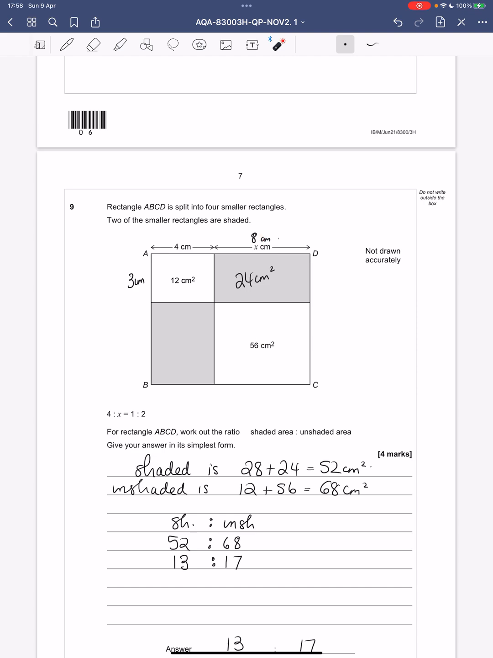This one's 56, so that means that's 7. 7 eighths of 56, 7 centimetres. So that one in there is 7 times 4, which is 28 centimetres squared. So shaded is 28 plus 24, which is 52, and our unshaded is 12 plus 56, which is 68. Shaded to unshaded, 52 to 68, which is 13 to 17, because they're both divided by 4.